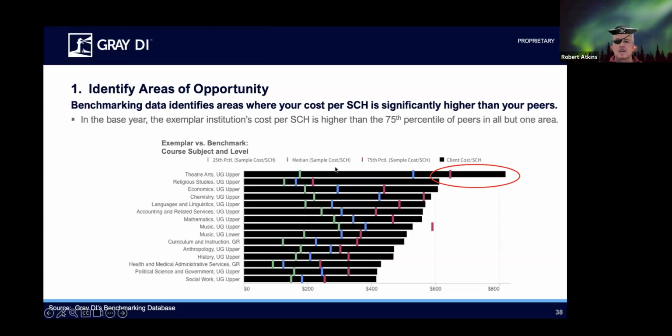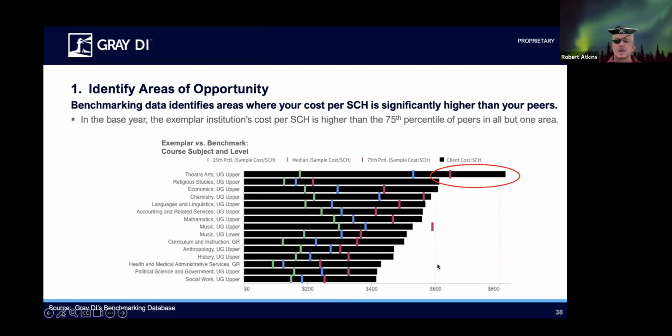Extremely expensive. But our exemplar here actually is even above that and substantially above that. Their cost per student credit hour for theater is running over $800 per student credit hour. So they're a good solid 20% over the 75th percentile. So looking at that, I'd say there's probably room to make some cuts in that program. And you can see in religious studies, they're massively over the benchmarks. The 75th percentile is at $225, and the actual for their institution is $600. Again, that's a way of flagging up something that has opportunity for cost reduction.